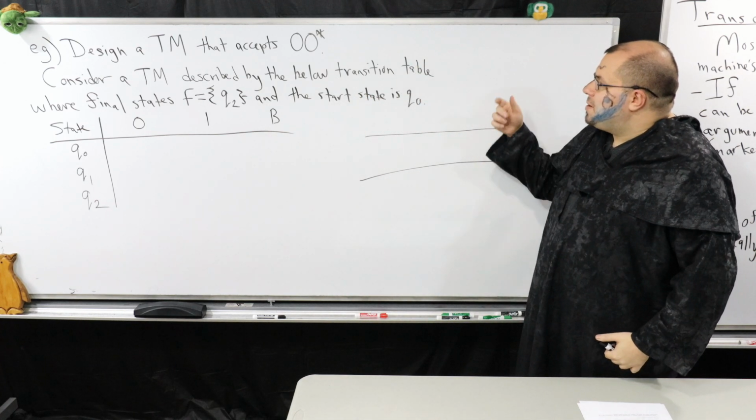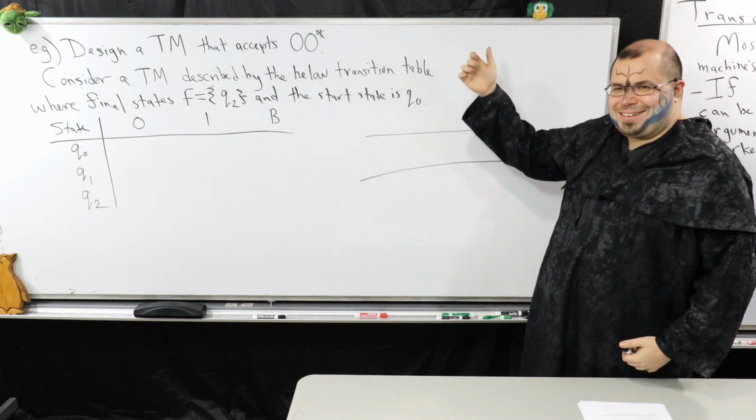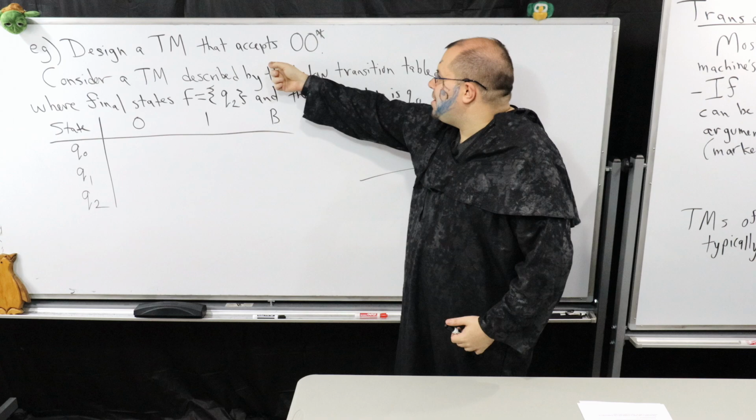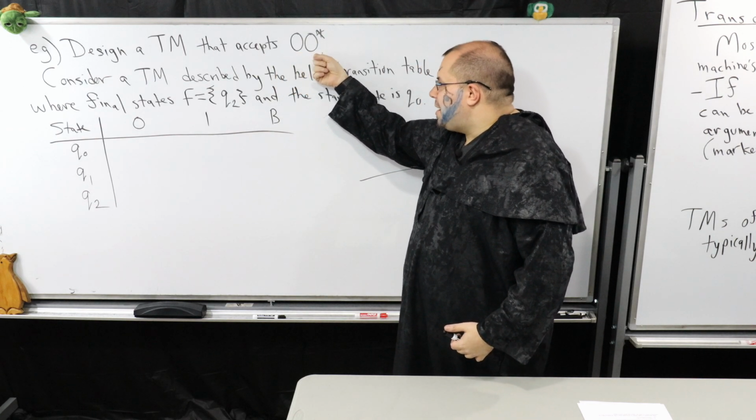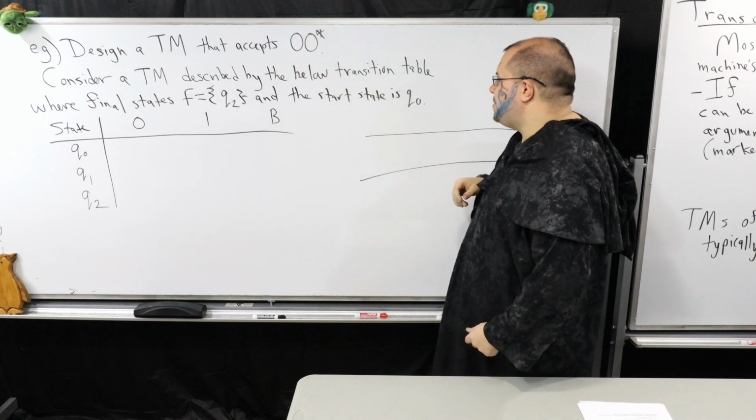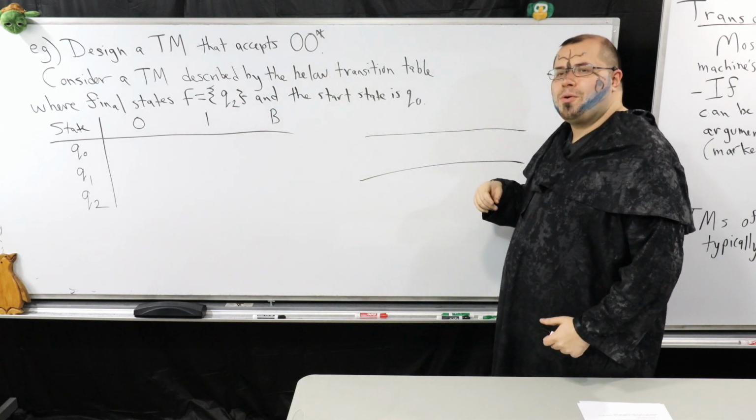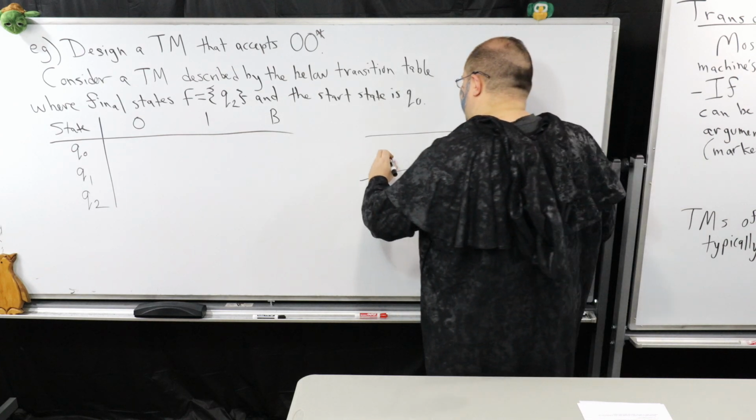So the first thing I want to do is consider something like this. Suppose I wanted to design a Turing machine that accepts any regular expression that looks like this. It means that it is a 0 followed by 0 or more zeros. Just to give us an idea of what we're in for.